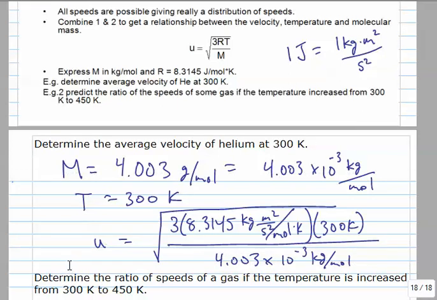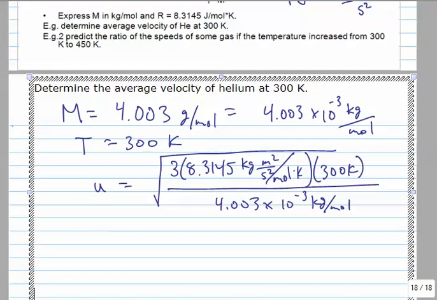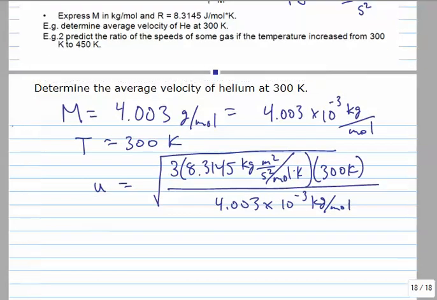When we're using these units, we see that our kilograms will cancel here. Our moles, up here we have inverse moles, down here we have inverse moles, so those cancel. Our kelvins cancel, and we're left with units within our square root of meters squared per second squared. So when we take the square root of this, the units we will get are the units for speed, namely meters per second.